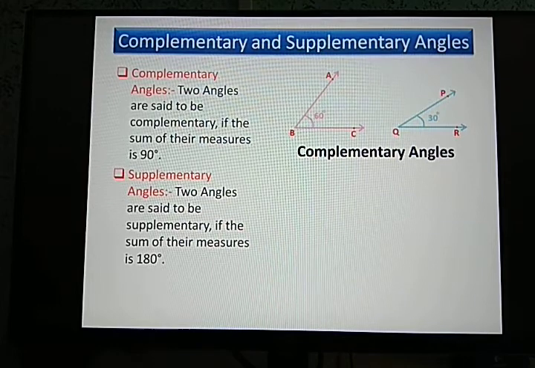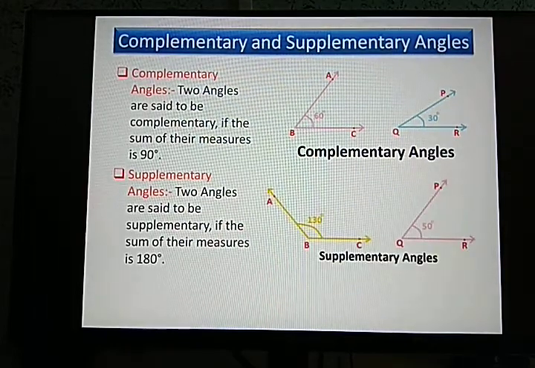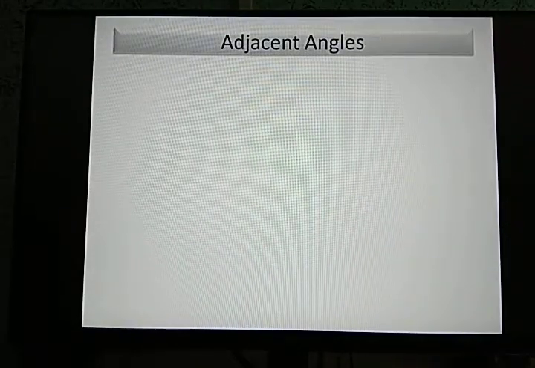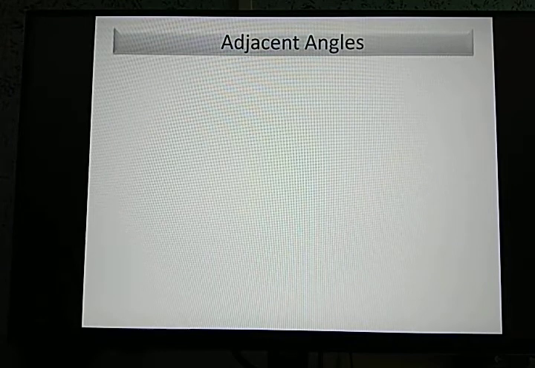Now let us see. These are supplementary angles. ABC is 130 degree and PQR is 50 degree. If we add them or take their sum, then it is equal to 180 degree. So these two angles are supplementary angles. Now next, moving on, adjacent angles. Now depending upon their arms, we can classify angles into this category.